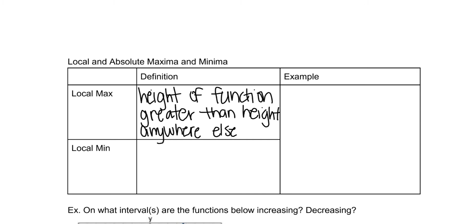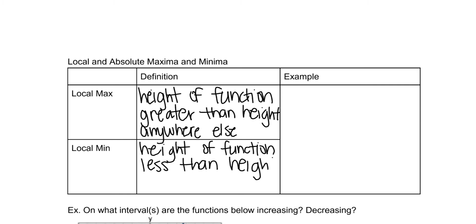And you're going to have multiple local maxes on a graph. So you can have multiple points that are higher than somewhere else. A local min, on the other hand, is when the height of the function is less than the height anywhere else. And similarly, you can have a graph that has multiple local mins, some lower points.